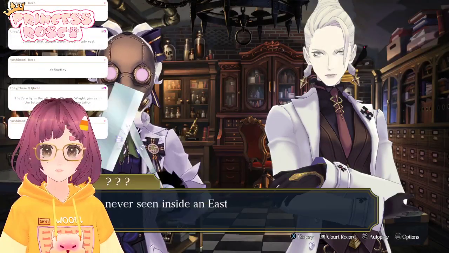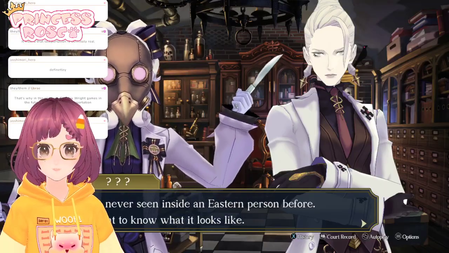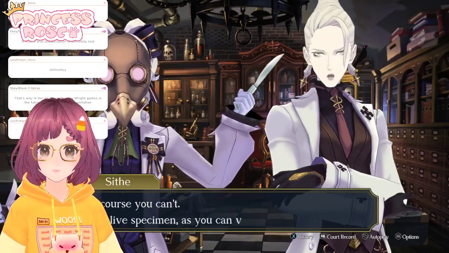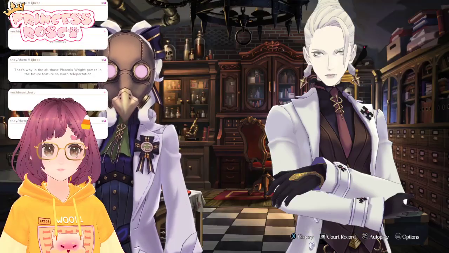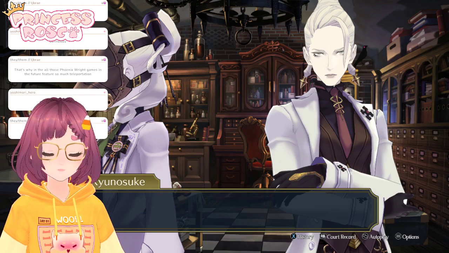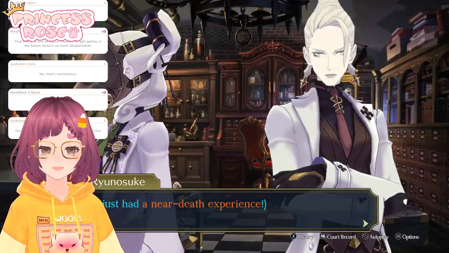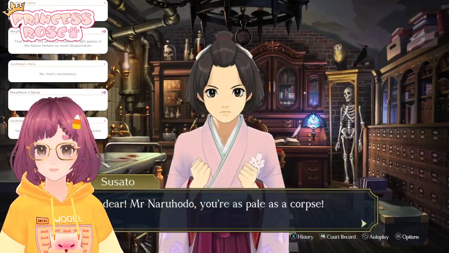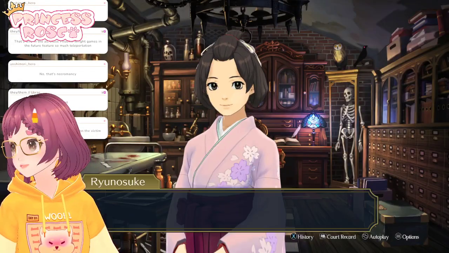Oh my goodness. I've never seen the inside of an Eastern person before. I want to know what it looks like. Of course you can't. It's a live specimen, as you can very well see. Boring. Okay, all right. I think I just had a near-death experience. I need to go. Oh dear, Mr. Naruhodo, you're as pale as a corpse. Then let's leave before I'm mistaken for one. Okay, we're leaving. Bye. Goodbye.